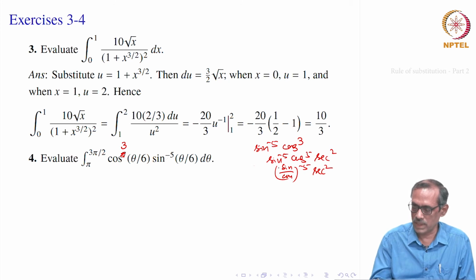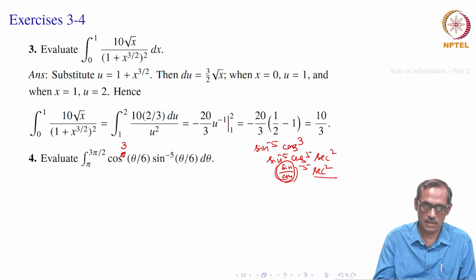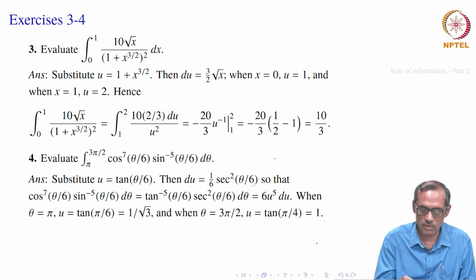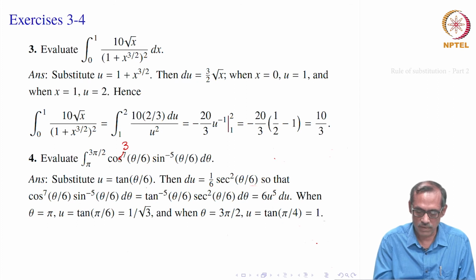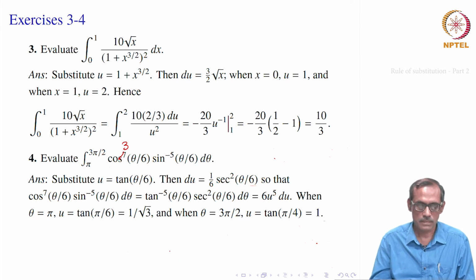So the derivative of this, sine by cos, which is tan, is really secant square. So we can think of tan of theta by 6 as u. That will be easier for this problem. Okay, so let us substitute u equals tan theta by 6. Then what happens? du equals the derivative of tan, which gives secant square theta by 6, into the derivative of theta by 6 with respect to theta, which gives 1 by 6.